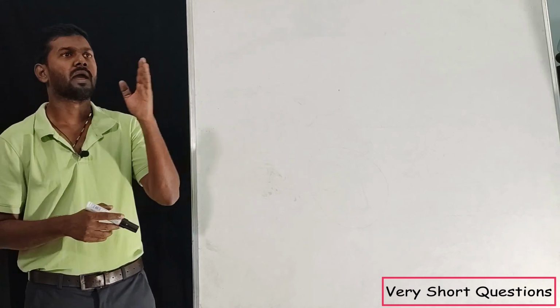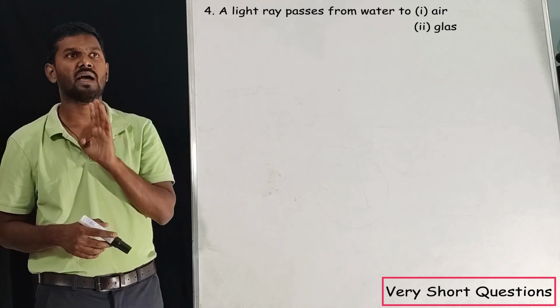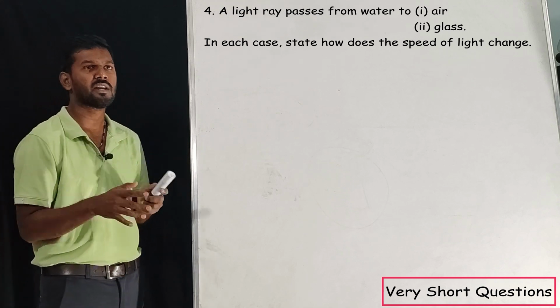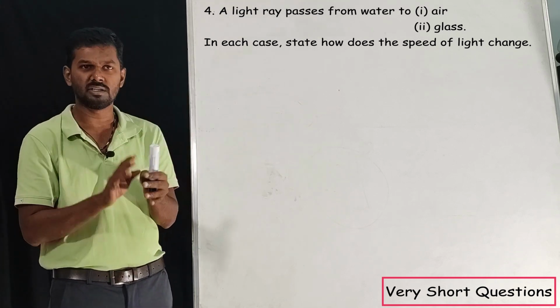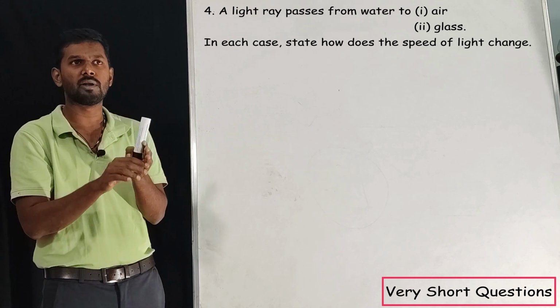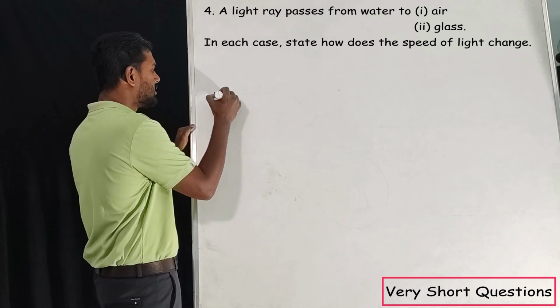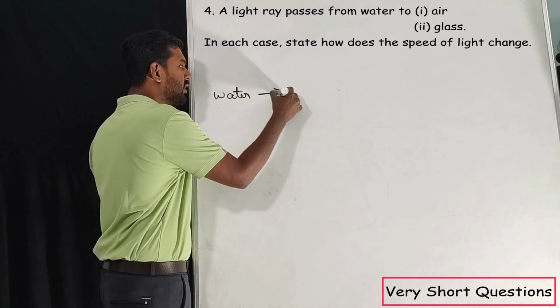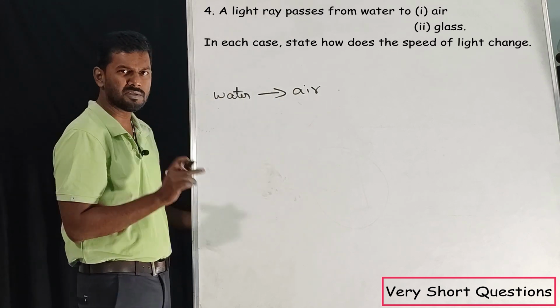Our next question: a light ray passes from water to air and glass. In each case, state how the speed of light changes. Here in this question we don't have to write the values. Just a simple explanation is enough. To explain it properly, we need some basics, correct? I'll write it. First, the light ray is incident from water to air. The first medium is water and the second medium is air.